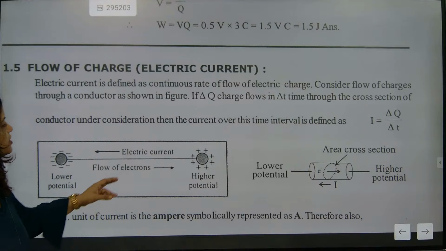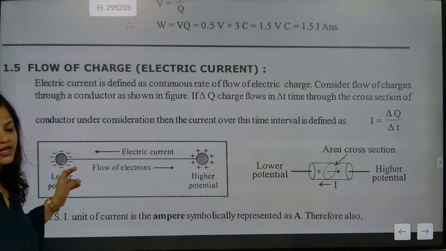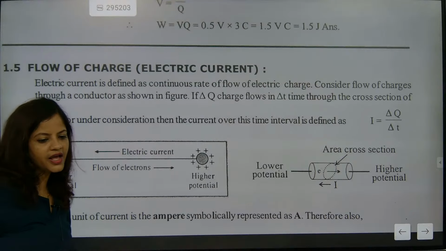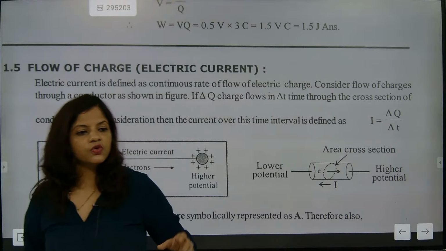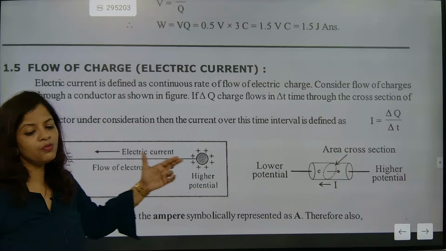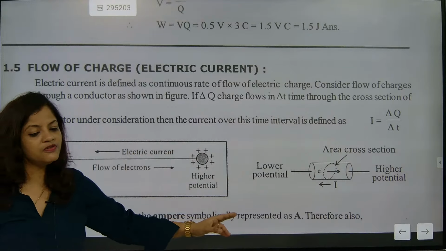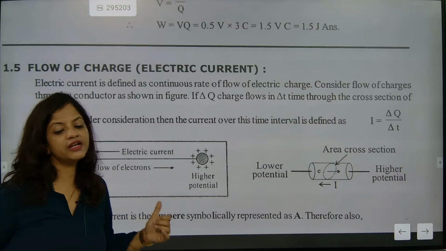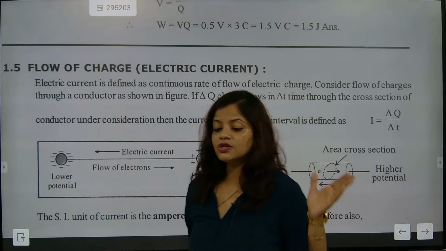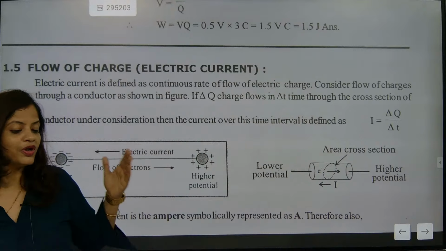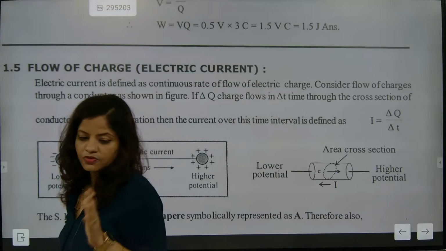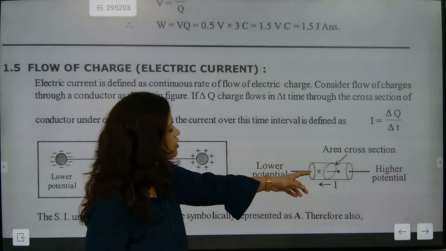So if the electron is coming from negative to positive, current will go from positive to negative. That's the conventional direction. So that means the current is going from positive to negative and the electrons are moving from negative to positive. So the direction of flow of current is from positive to negative, and the direction of flow of charges or electrons is exactly from which direction, beta? Negative to positive.